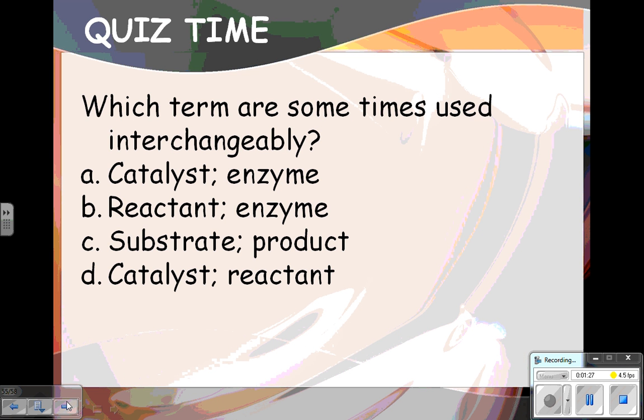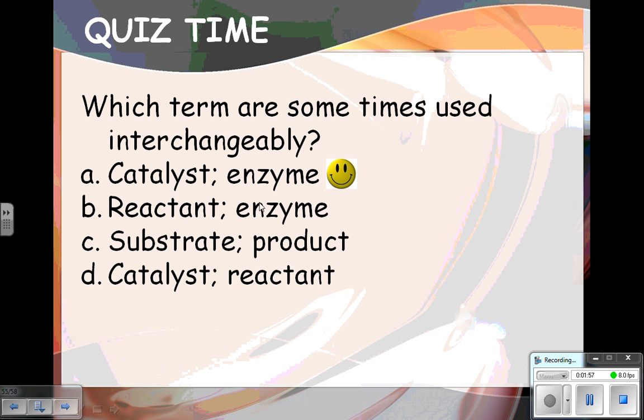Which terms are sometimes used interchangeably? Catalyst and enzyme, reactant and enzyme, substrate and product, or catalyst and reactant. So a catalyst and an enzyme are sometimes used interchangeably because an enzyme is a biological catalyst. So all enzymes are catalysts, but not all catalysts are enzymes. So for our purposes, we're going to be talking about just biological catalysts, which are called enzymes.